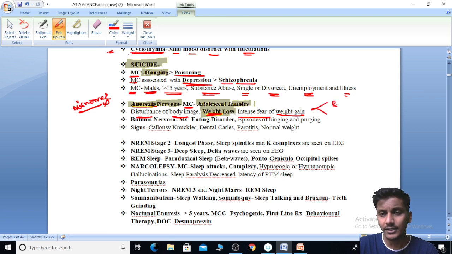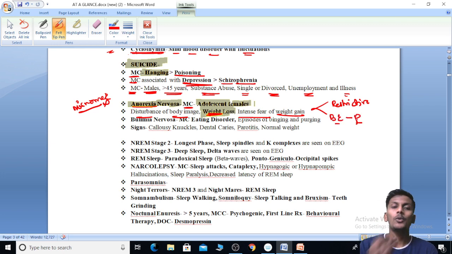There would be first a restrictive type, who just does not eat food, okay? Those who avoid food, 50% of anorexia nervosa females are restrictive type. And the second one is the binge eating purging type. Binge eating means eating a lot of food together, okay? Eating lots of food at a single point of time. That is binge eating, followed by purging. What do we mean by purging?